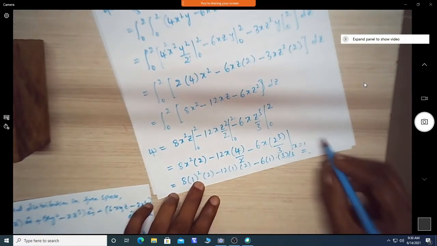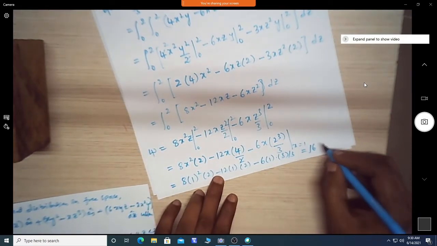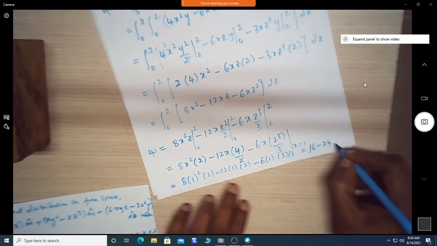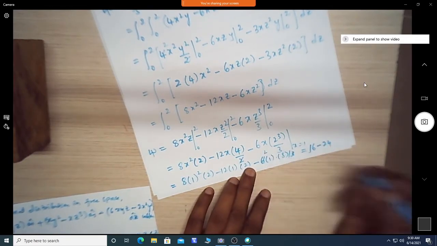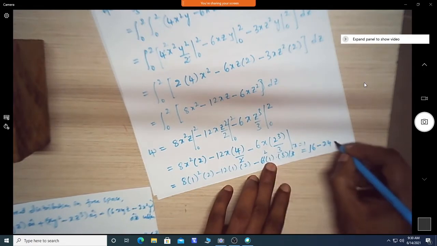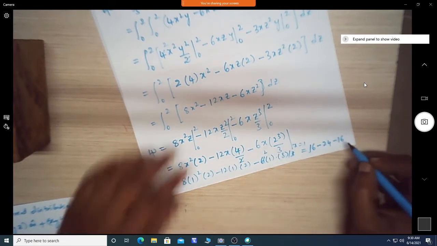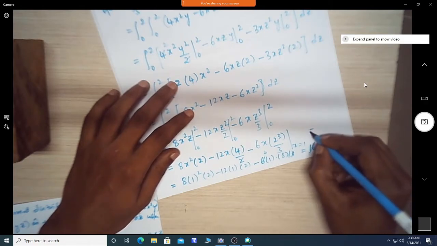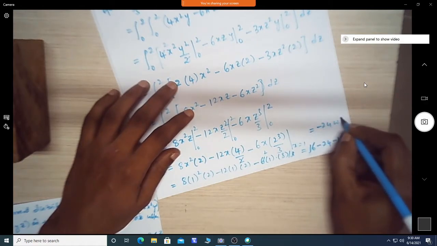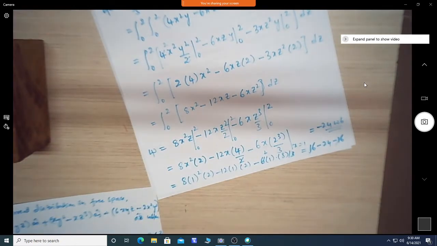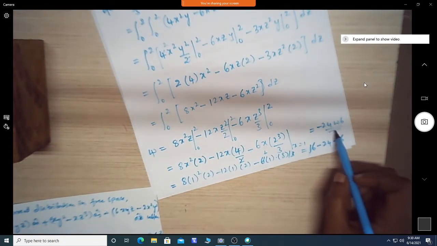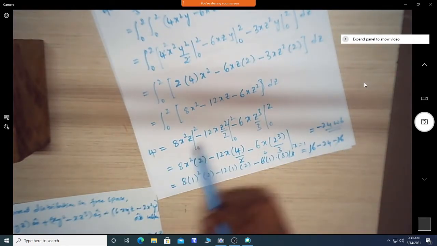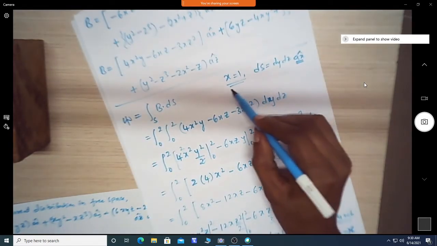So 16 minus 24, the 3 we can cancel here, 8 goes to 16. So what is the value? 16 goes, and we have minus 24 Weber. So this is what we are going to get, the flux through this surface.